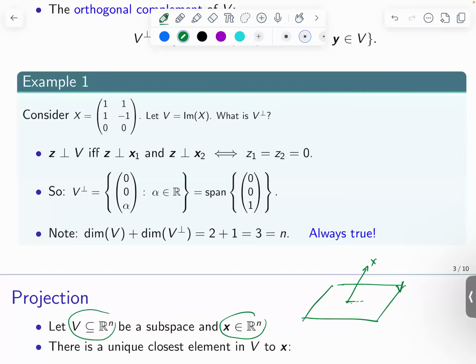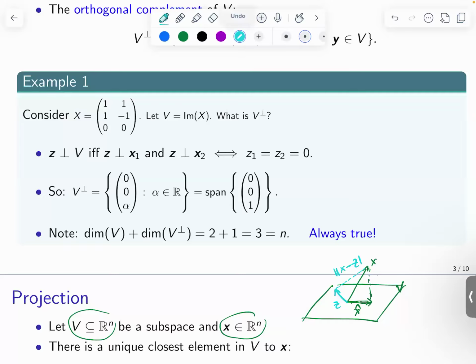So I'm going to find a vector here such that the distance between X hat, let's call this X hat, and X is the closest among all the vectors in V. For example, if I take another vector here, let's say this is Z, the distance would be X minus Z.